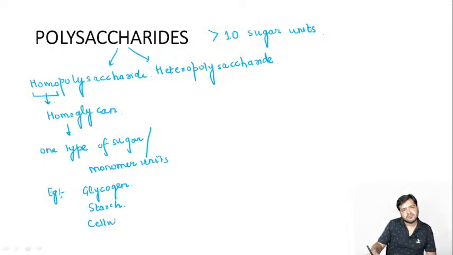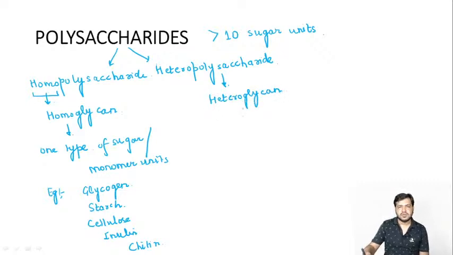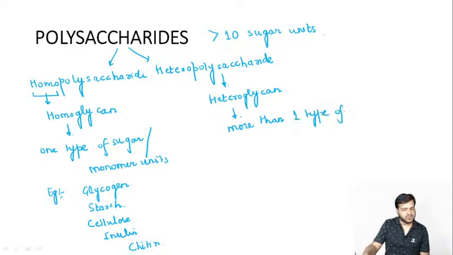cellulose, inulin, and chitin. Glycogen, starch, cellulose, inulin, and chitin. Heteroglycan basically simply means more than one type of monomer units.